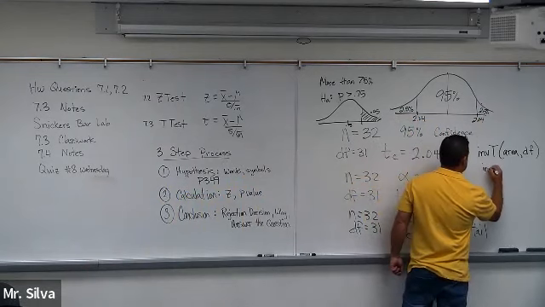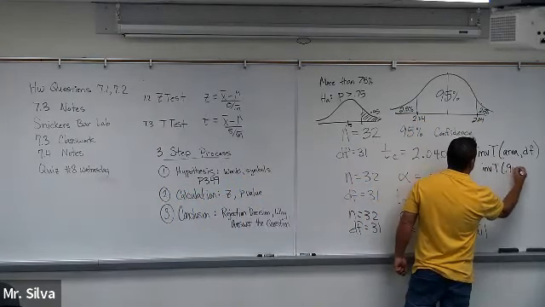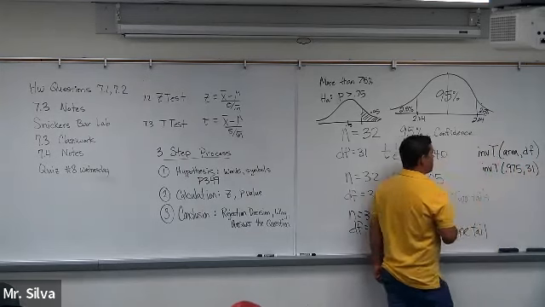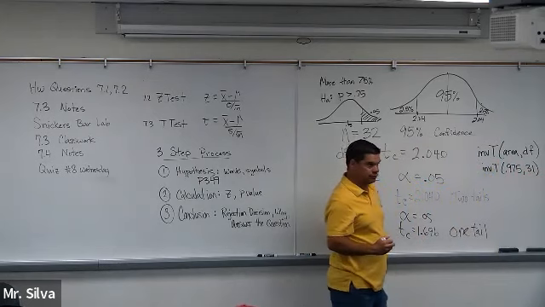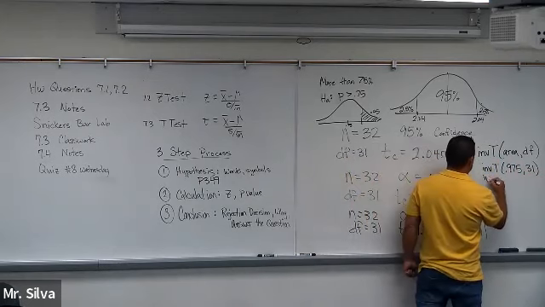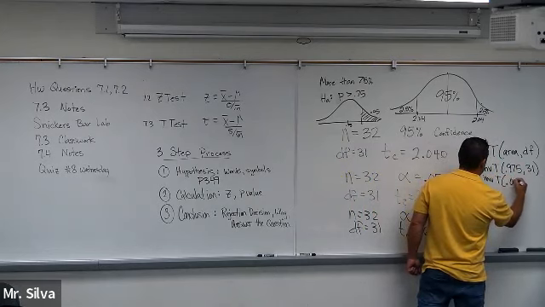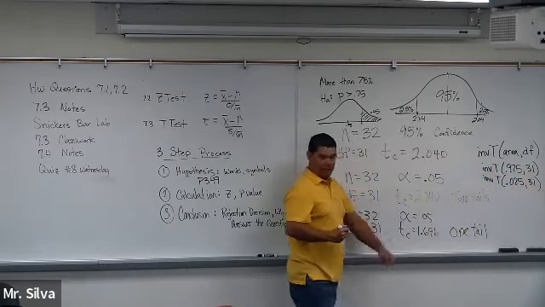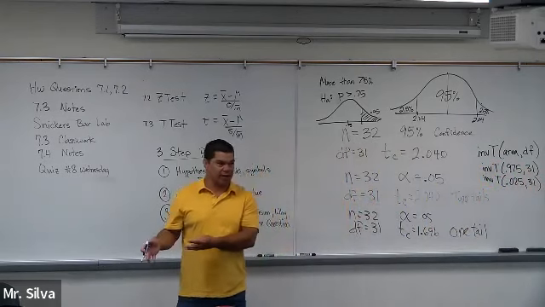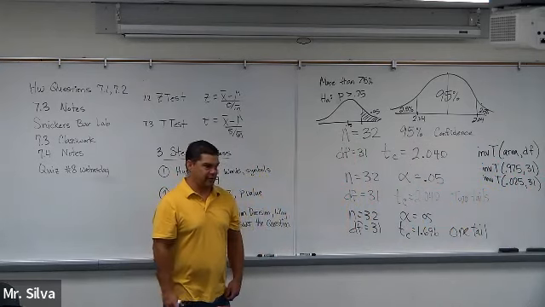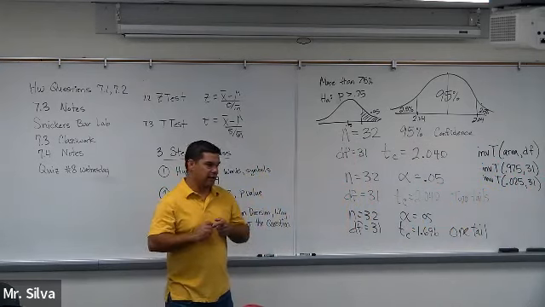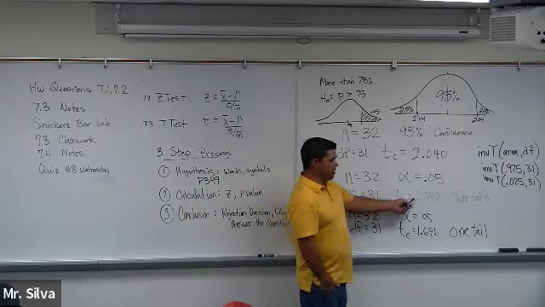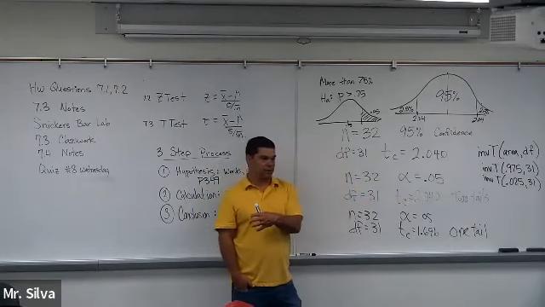If I do inverse T of 0.975 and put in 31 degrees of freedom, I should get 2.04. If I do inverse T of 0.025 on 31, that'll give me a negative 2.04, but notice the T critical values in the table are all positive. We don't use negative T critical values. We only use positive T critical values. So again, that's where we can use the calculator to get all the values in the table.